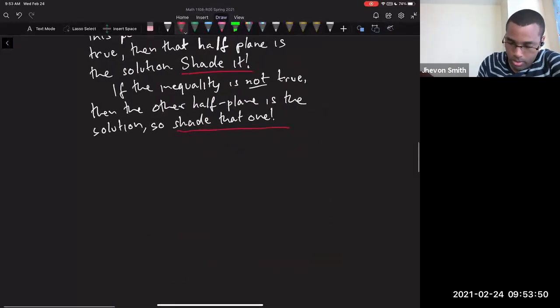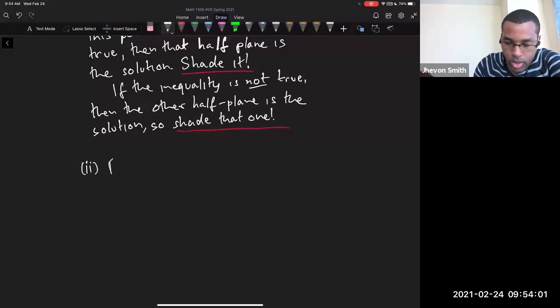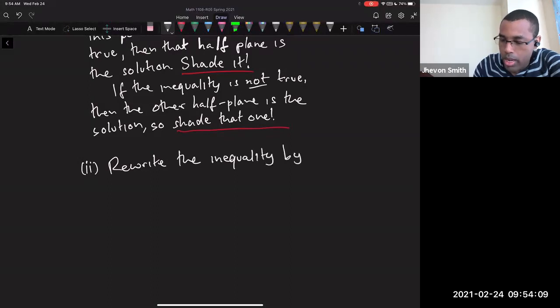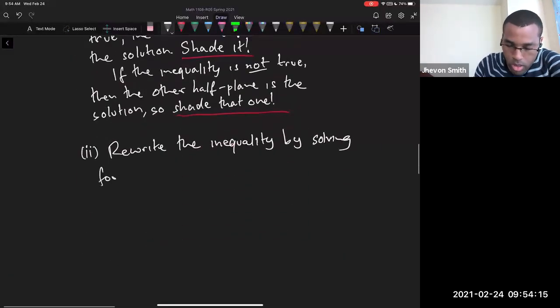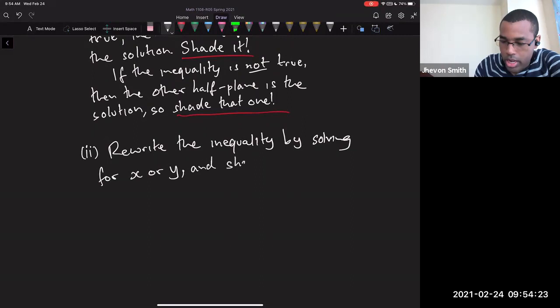Here is a second way to go about it. Rewrite the inequality by solving for X or Y and shade in the following way.